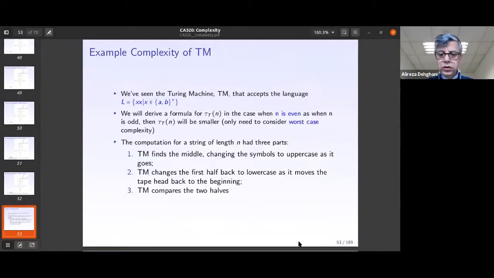So let's have the chat box open in case there is any question.